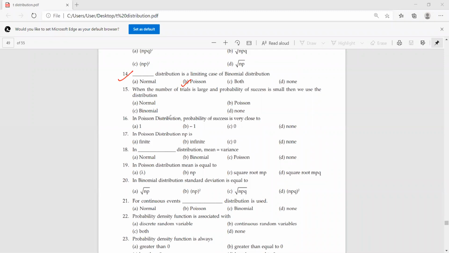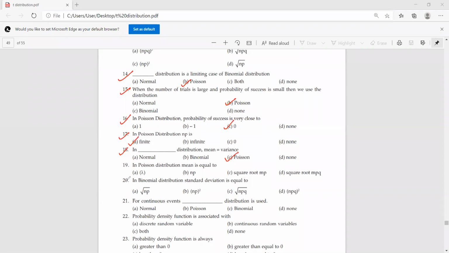Correct? Next, this is Poisson distribution. In Poisson distribution, probability of success is very close to dash, 0. In Poisson distribution, n into p is dash, finite. In dash distribution, mean is equal to variance.